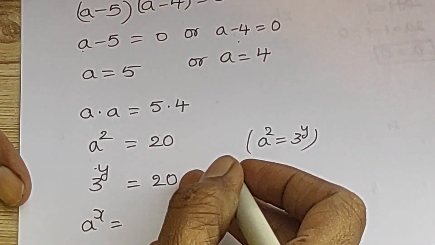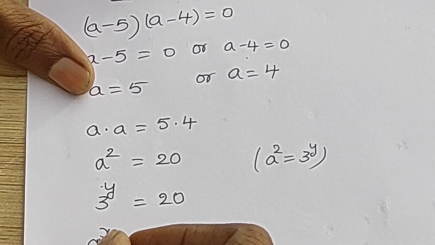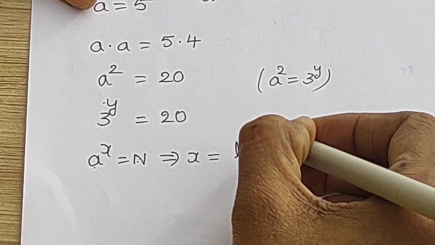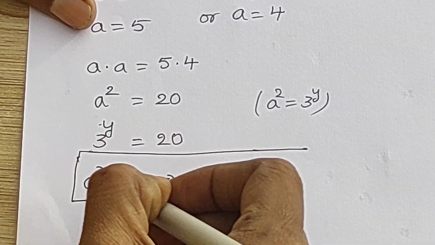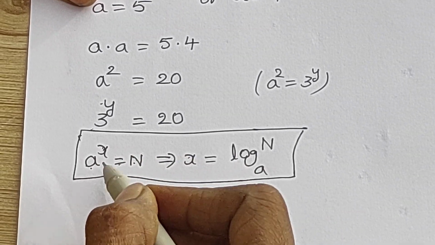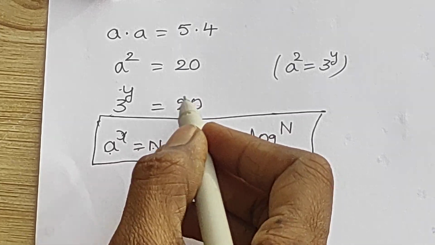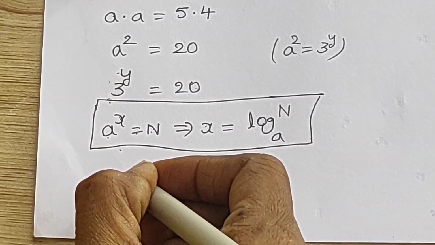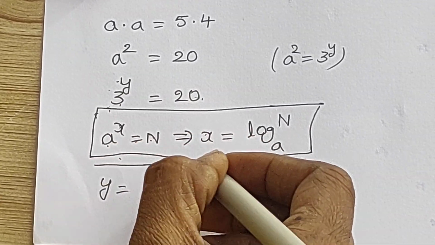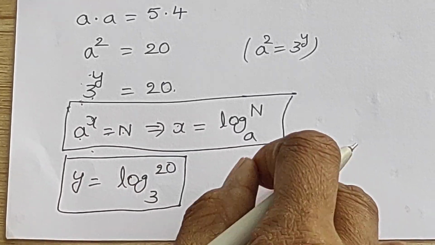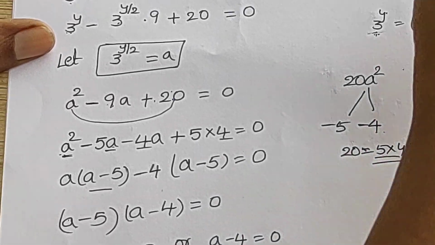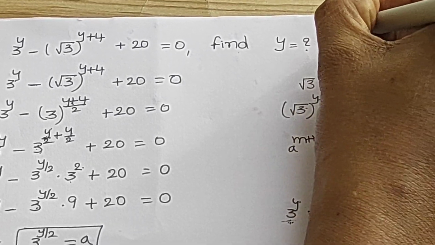A power x equal to n implies x equals log n base a. Same here, y equal to log 20 base 3.